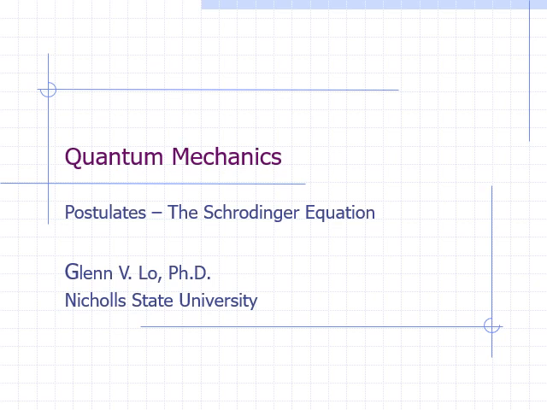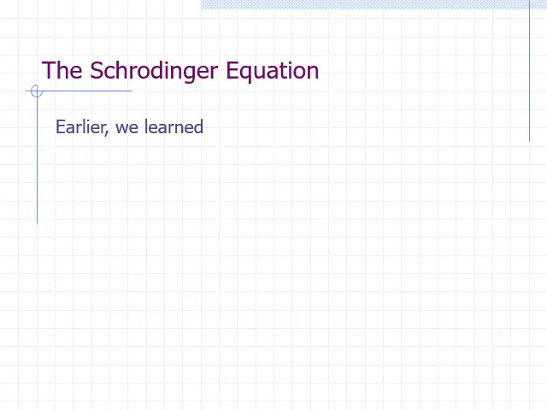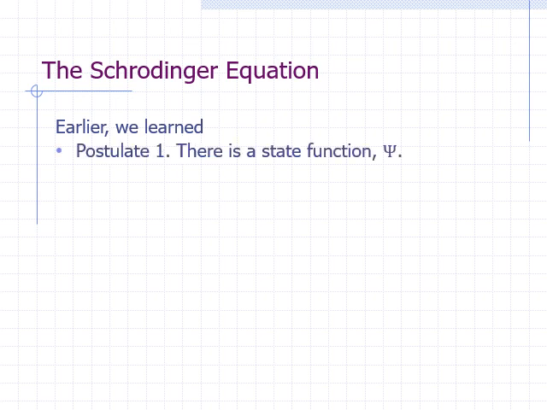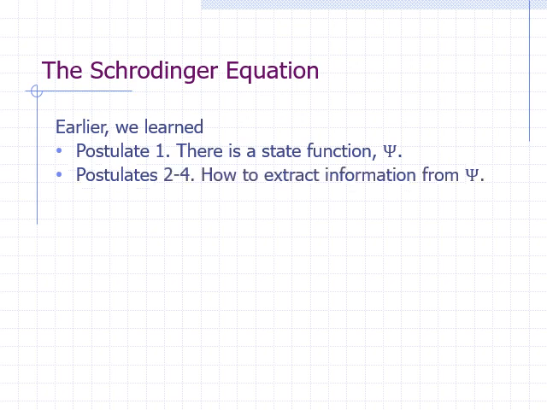In this lesson, we will learn about the Schrodinger equation. This will be our fifth postulate. In earlier lessons, we learned postulate 1 of quantum mechanics, which says that there is a function associated with the system, represented by the Greek letter psi, and called state function or wave function, that has all accessible information about the system. We also learned with postulates 2 through 4 how to extract information from psi using operators. In this lesson, we will learn in general how to determine psi with postulate 5.